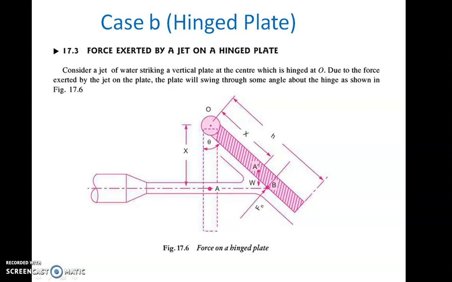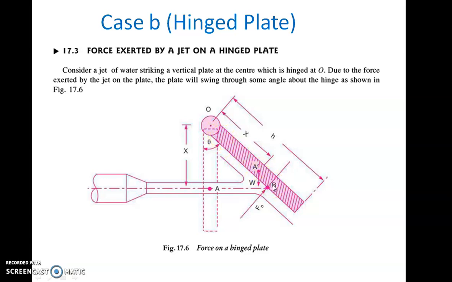So now let us find the formula to calculate this angle theta for this hinged plate. We will apply some mechanics principles for finding this angle theta. If you see, this plate was initially vertical. When the jet strikes, it is slightly swinging through angle theta. So after the jet strikes the plate, it comes to the new equilibrium position, which is given by OB.